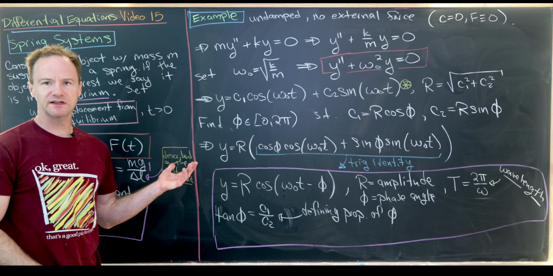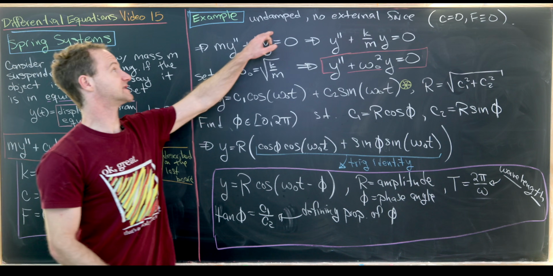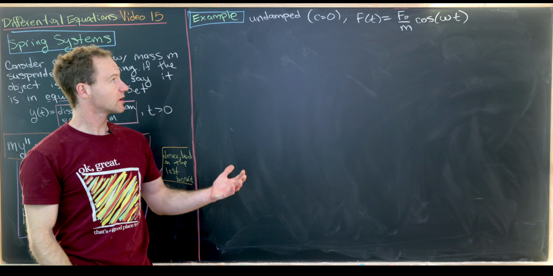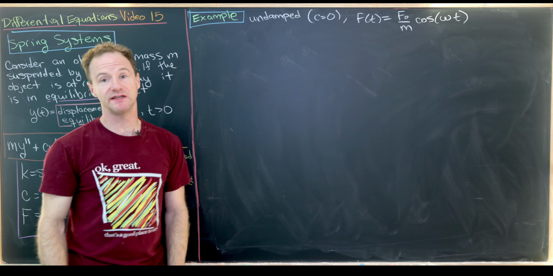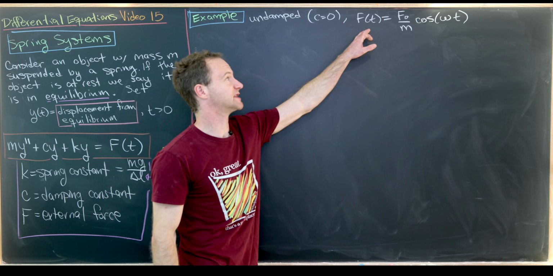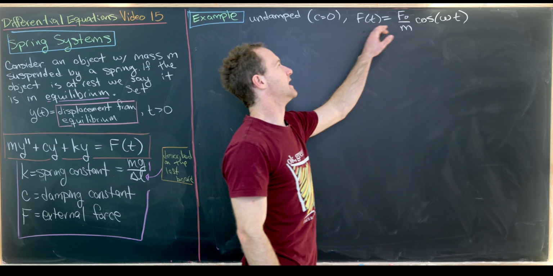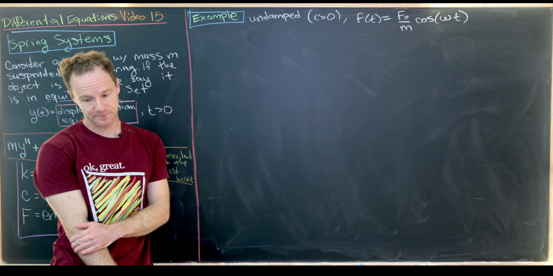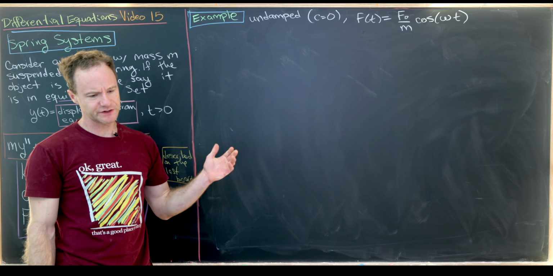Okay, so now let's look at the next case where we are still undamped, but we may have an external force. Now we're going to look at the case where we still have an undamped oscillator, but we have an external force that is of a particular form, and that's F naught over m times cosine omega t. And you might say, well, why aren't we doing this in general?